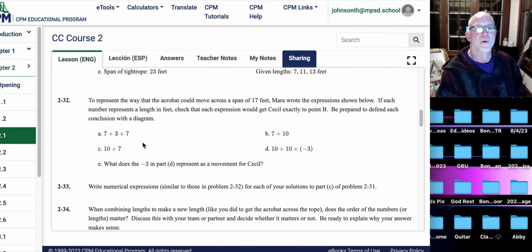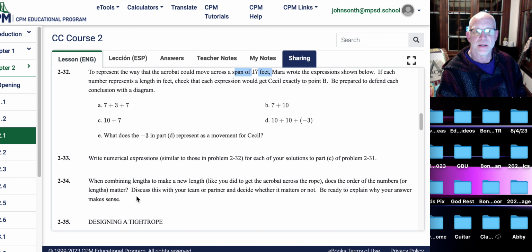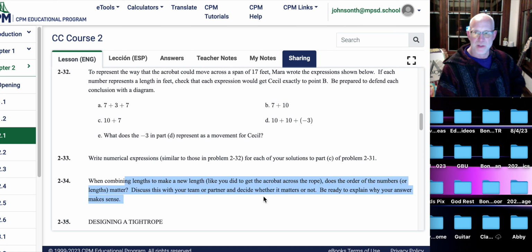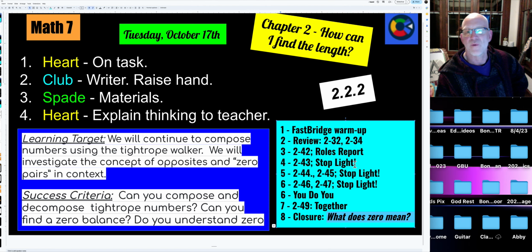The first problem was, do these add to 17 feet? And does it matter the order that you combine the numbers on the tightrope? So we're going to talk about those, and then we're going to go forward into this. So we're going to go to problem 242, and what we're going to do is called Rolls Report.